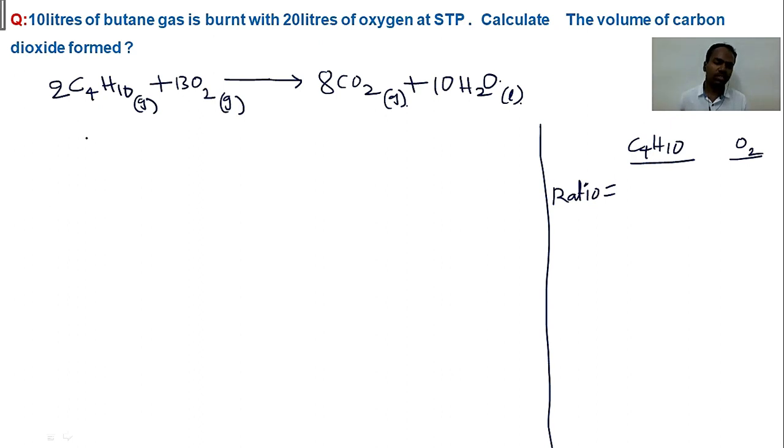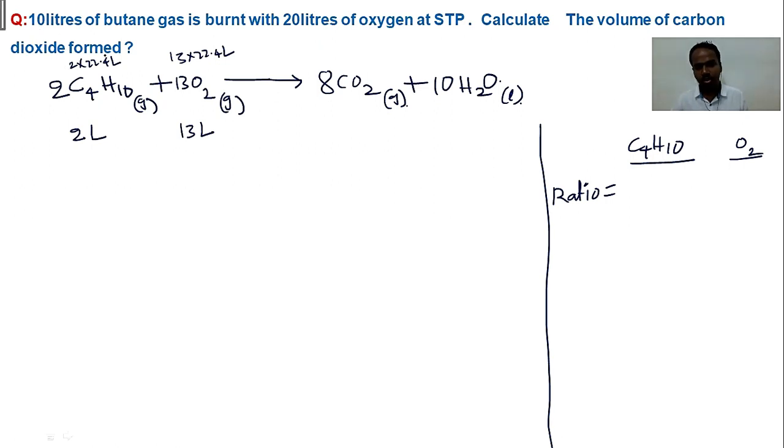Both are gases. 2 moles occupies how much volume? 2 into 22.4 liters. 13 moles occupies 13 into 22.4 liters. On both sides 22.4 is common, so it gets cancelled. Then you can directly write 2 liters. This number of moles, or stoichiometric coefficient, indicates the liters only. 2 liters, and it becomes 13 liters.